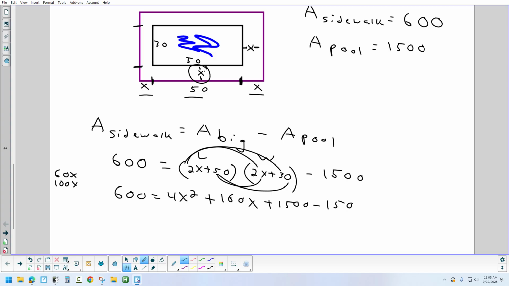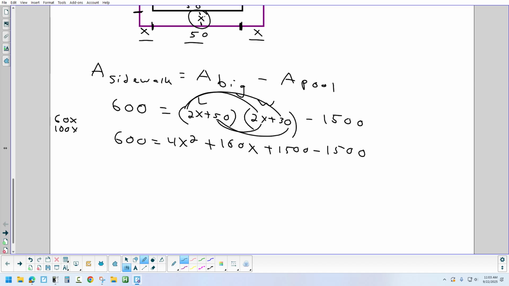But what's going to happen there? The 1,500 cancels out. And you're left with an equation that has a highest exponent of 2. So it's not cubic, that would be an exponent of 3. It's not linear, that would be an exponent of 1. What do you call an equation that has a highest exponent of 2? It begins with a Q. Quadratic. Yeah, so that's a quadratic.